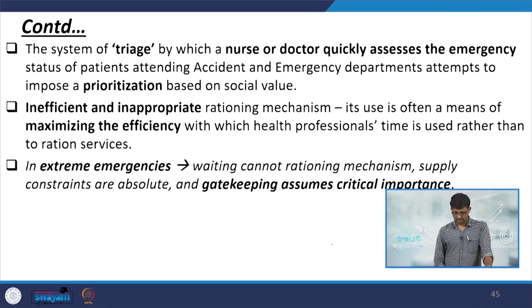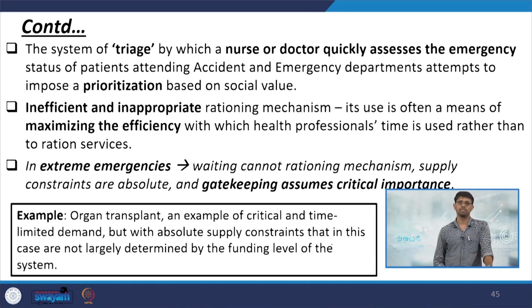In extreme emergency, waiting cannot be a rationing mechanism. Supply restraints are absolute. Gatekeeping assumes critical importance when it is an extreme emergency. So, also please go through this example, especially the emergency case, organ transplant, etc.